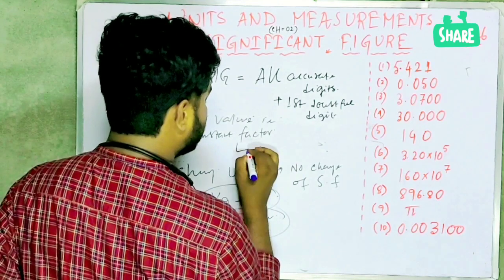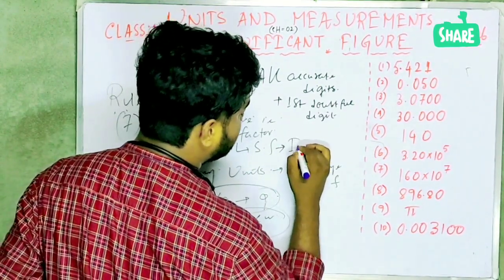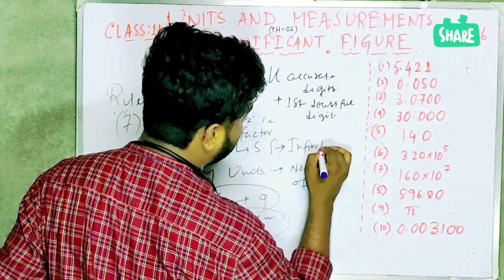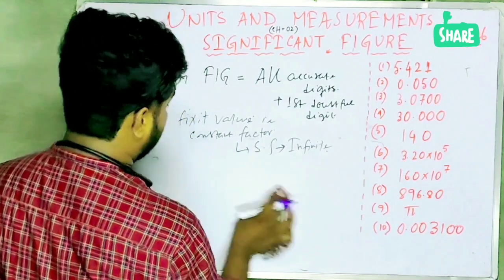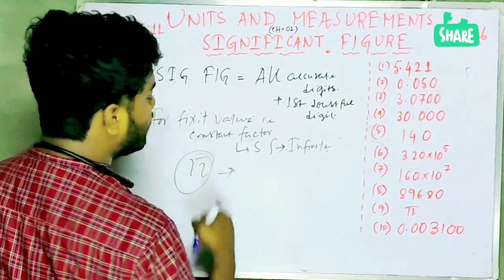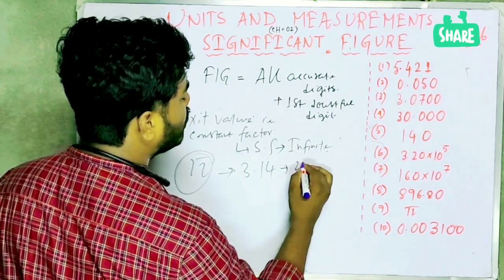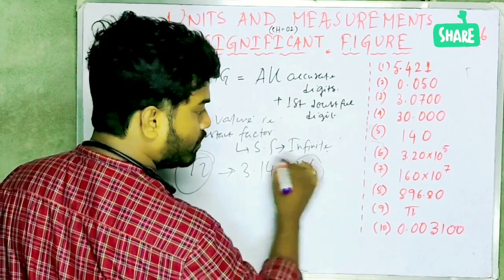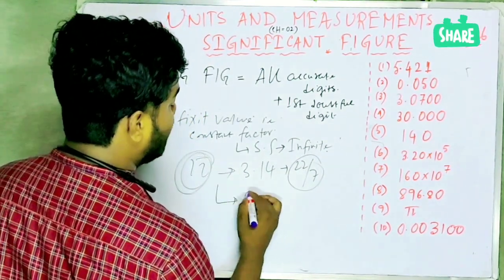Significant figure, infinite. For example, the value of pi. The value of pi, that is 3.14 or 22/7, that is a fixed value. So here the significant figure of pi is infinite.